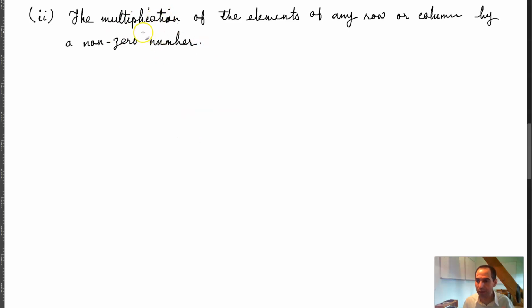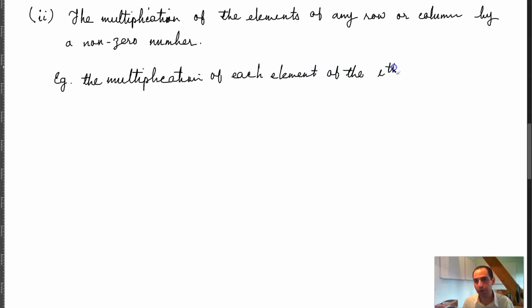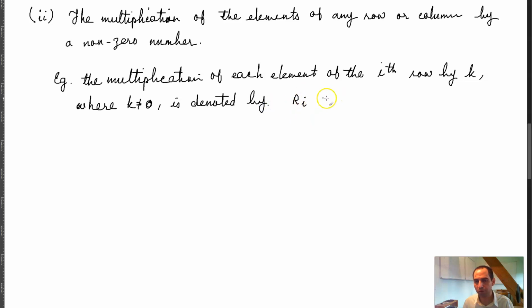That is also self-explanatory, meaning that, for example, the multiplication of each element of the ith row by k, where k is not equal to zero, is denoted by, for example, R of I, this is the ith row, gives basically k times R of I. It's pretty simple. Anybody can understand this, of course.